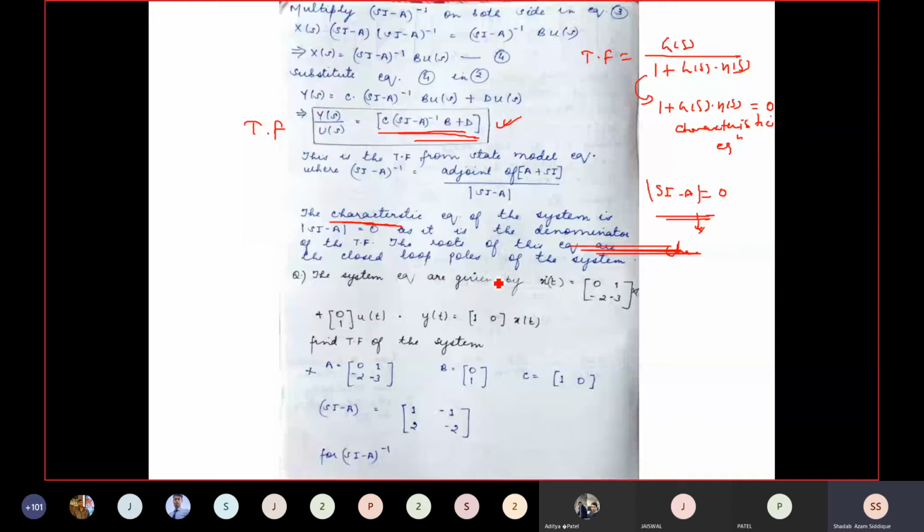So we can say this basically gives you the poles of the closed loop system. So okay, this is all about the transfer function. You can go through this derivation, and this can be asked for 2 marks if it is asked.